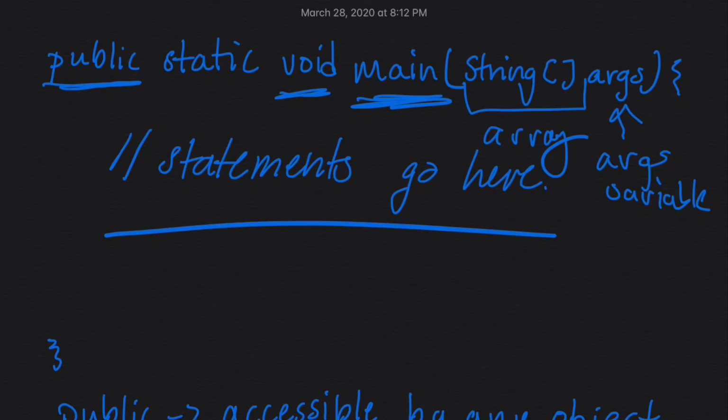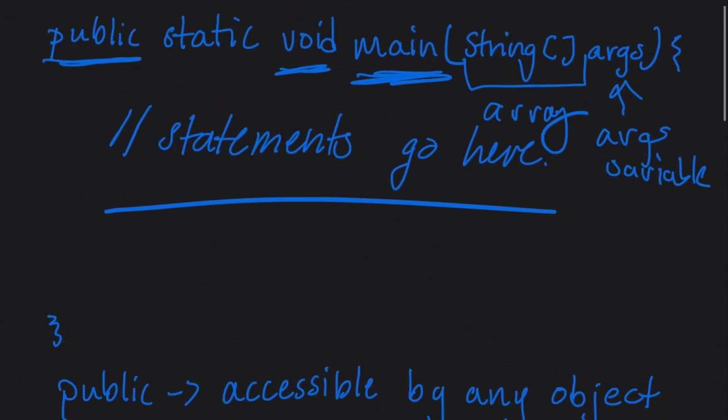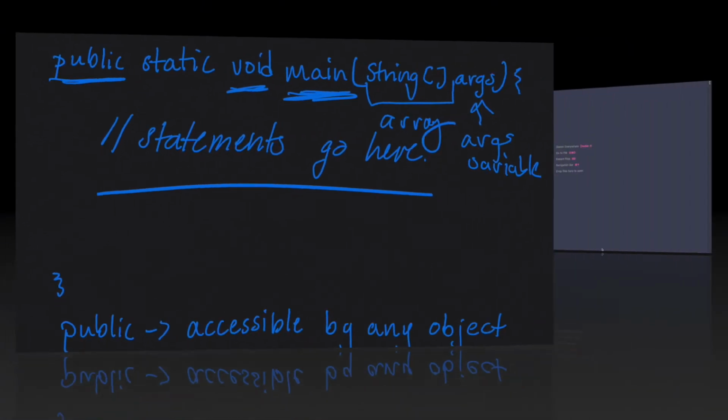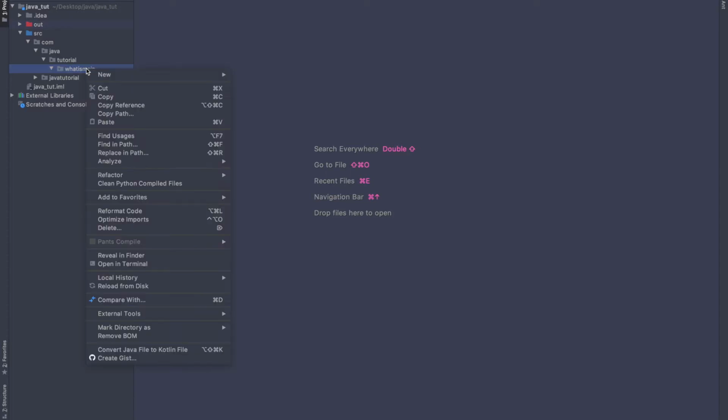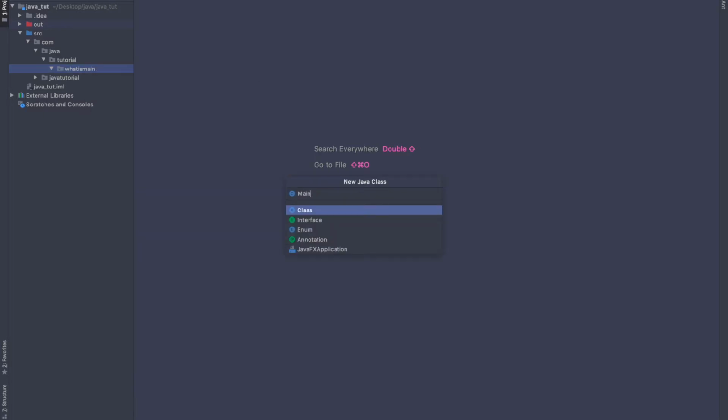So at this point, we're going to take a look at a few different ways you can implement main, and we're going to see what it means to call another class's main from inside a separate main. So here I am in IntelliJ. I've created a new package, and I'm going to create two new classes. So I'm going to right-click and say New Java Class. I'm going to call it main1.